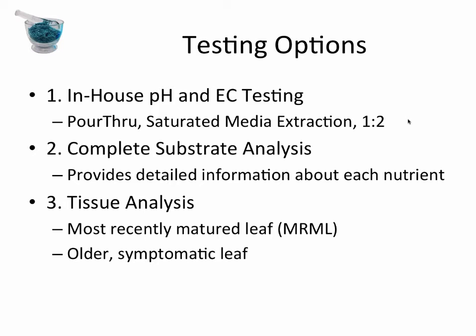What is that? That's the leaf that's up towards the top of the plant that just finished expanding all the way out. That's the most recently matured leaf. The good thing about that is that it compares the nutrition in your plant over time with some published standards, and that's a great thing. The problem with that is, where's the symptomology of low pH problems?